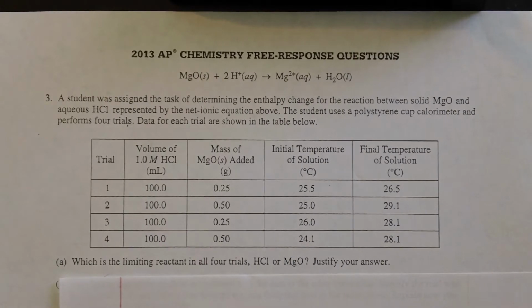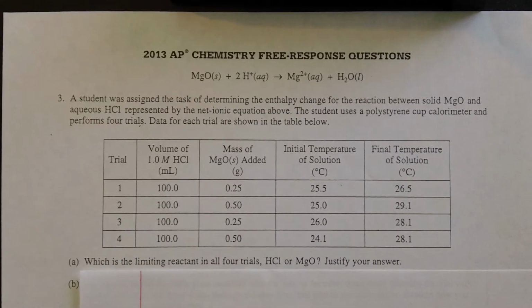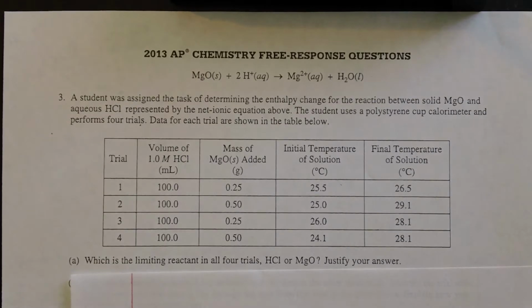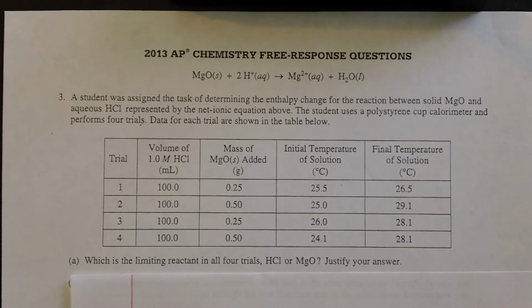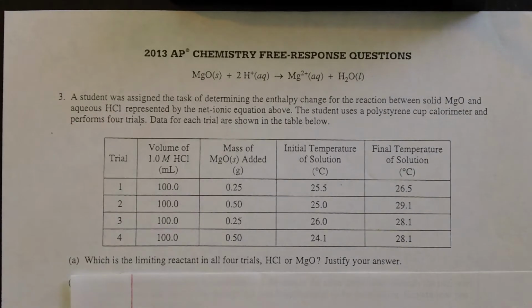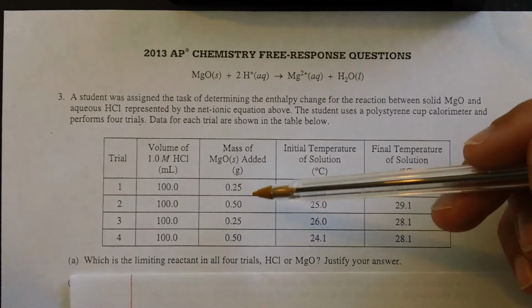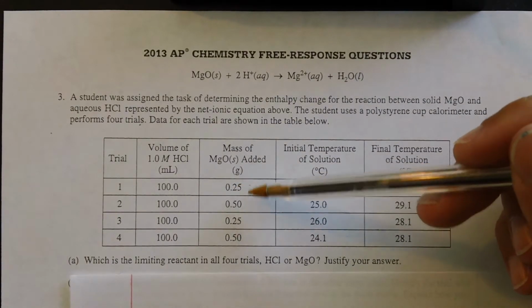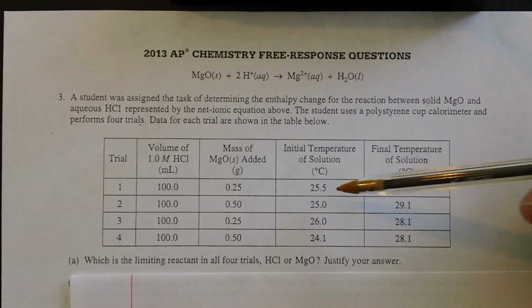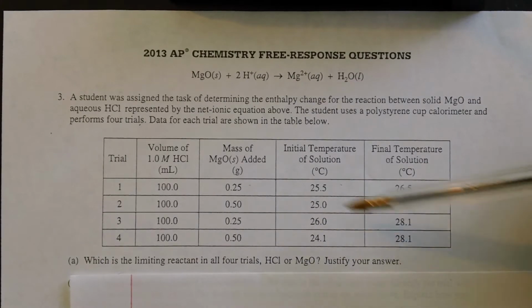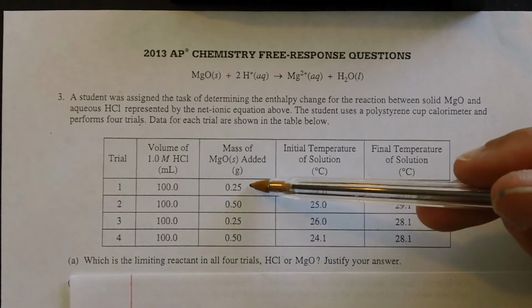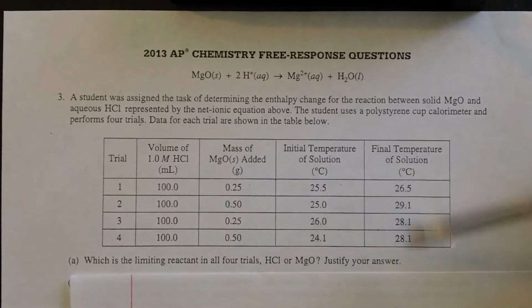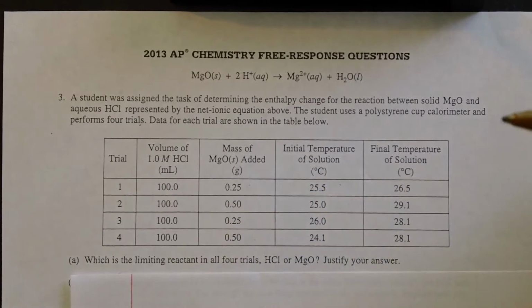us in A, which one is the limiting reactant in all 4 trials, HCl or magnesium oxide, and justify your answer. And so you can do this a couple different ways. The first way, just through explanation, you can say changing the mass of magnesium oxide is causing different changes in temperature. The changes in temperature are based on the limiting reactant, so the fact that these are changing causing different changes in temperature must mean that's the limiting reactant.